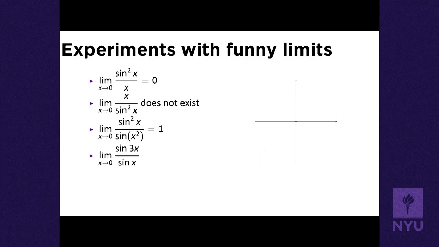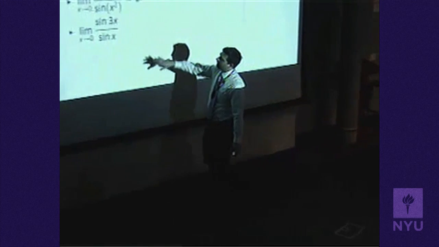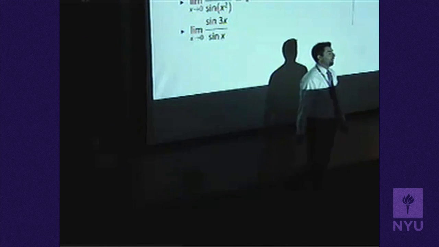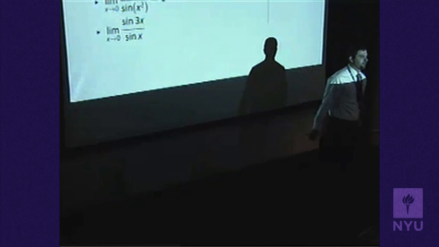How about this one? Limit as x goes to 0 of sine 3x over x. What's the limit of the denominator? 0. What's the limit of the numerator? Also 0. Okay. But we did a bunch of examples like this way back when we did section 1.4, where we had sine of something over sine of something else. Do you remember what it was?